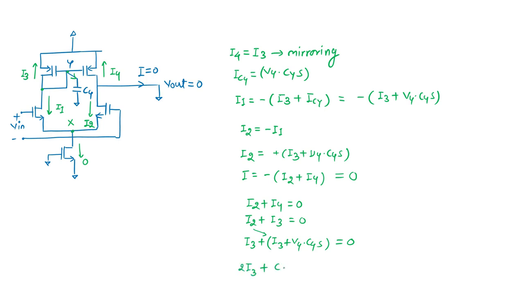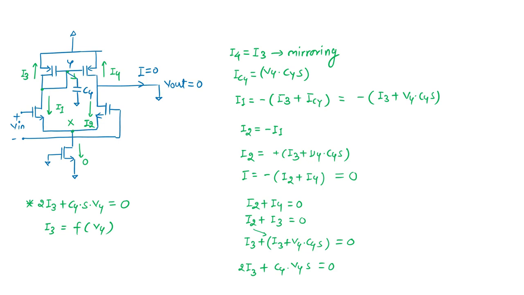So what is here? 2I3 plus Cy S Vy equal to 0. This is the equation we got: 2I3 plus Cy S times Vy equal to 0. Now I have to find the relation between I3 and Vy.